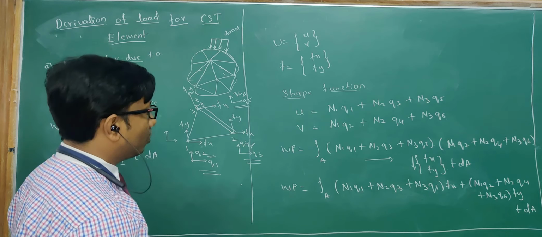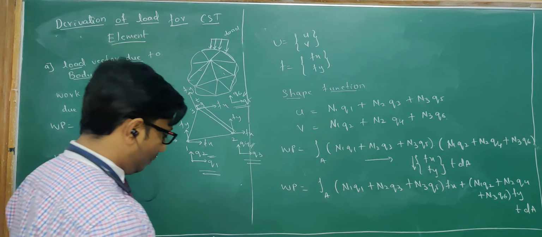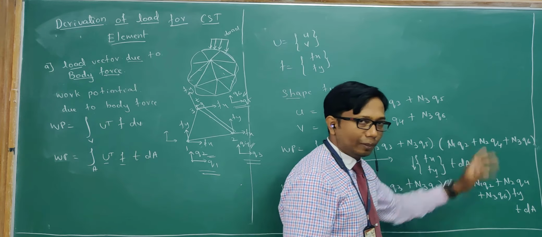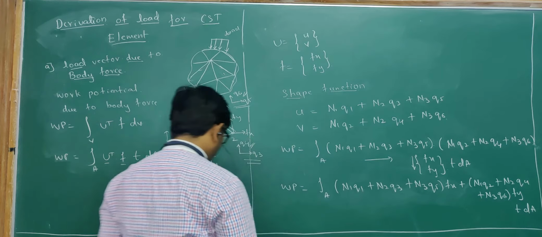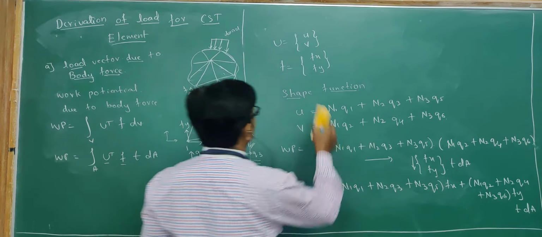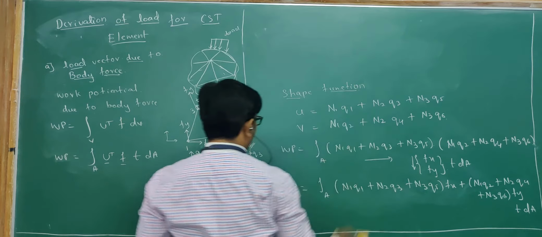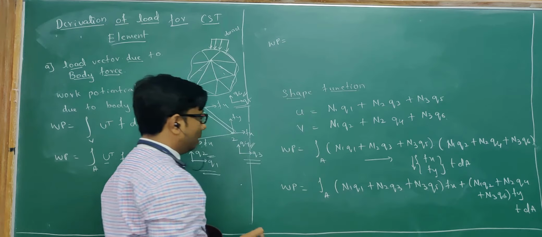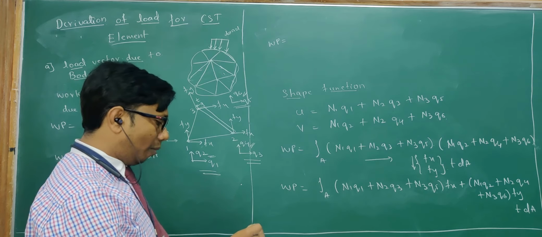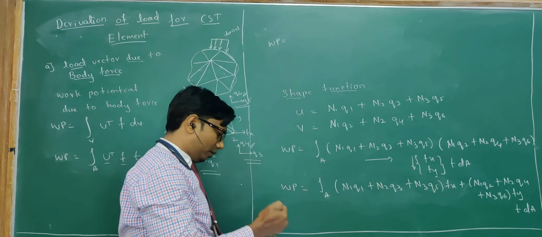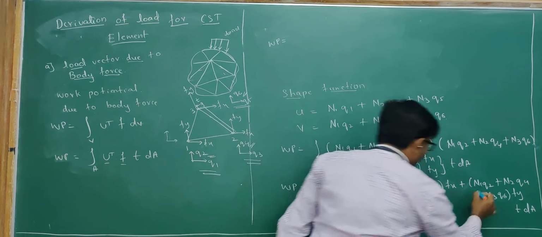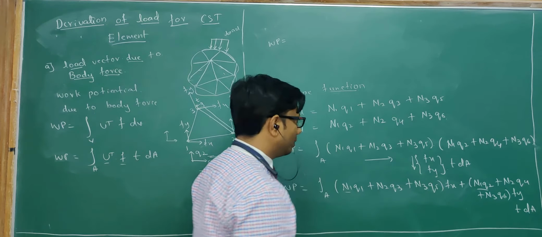So next what we will do is, we will take N1 parameters one side, N2 parameters one side and N3 parameters on the one side. Then we can easily do the integration of that. So what we will do is work potential. If I take the common N1 here, this is N1, this is N1. So what we will be having?